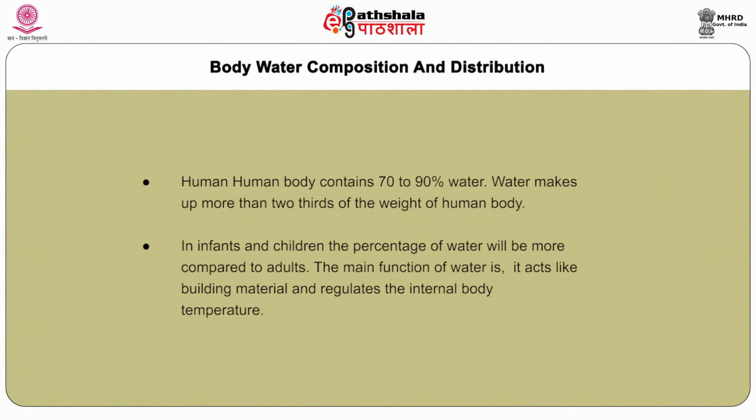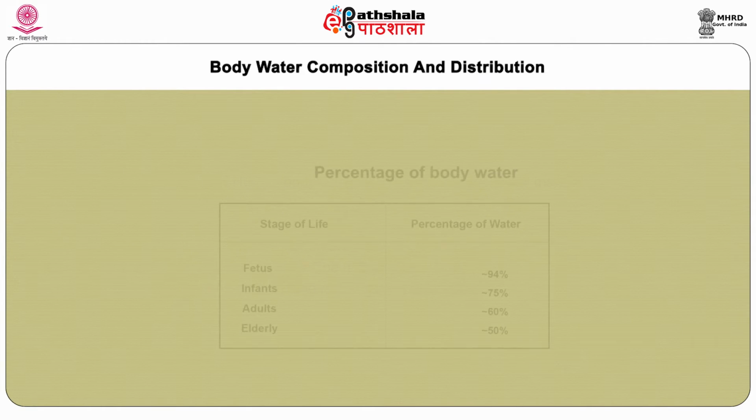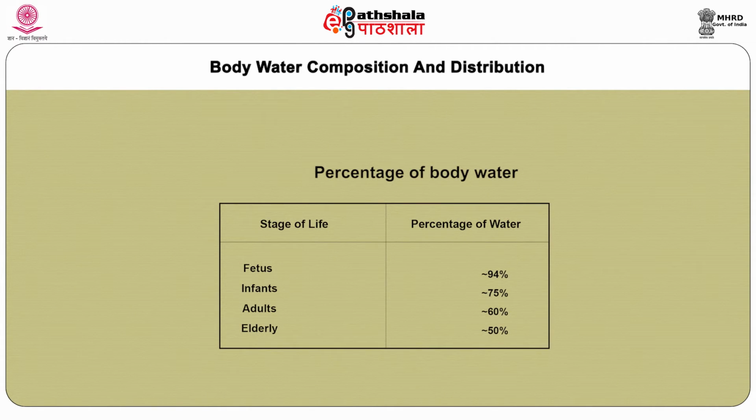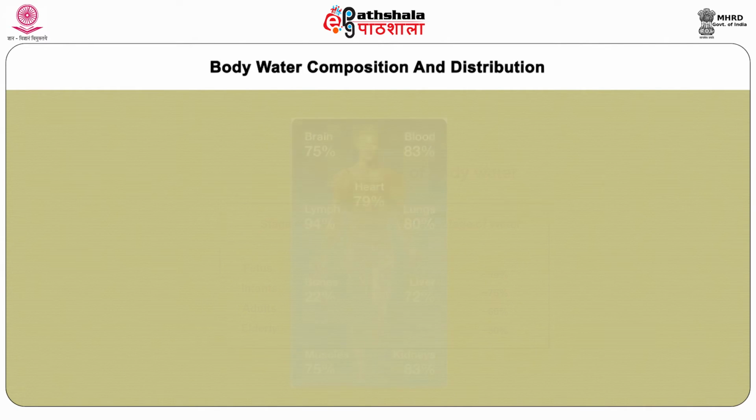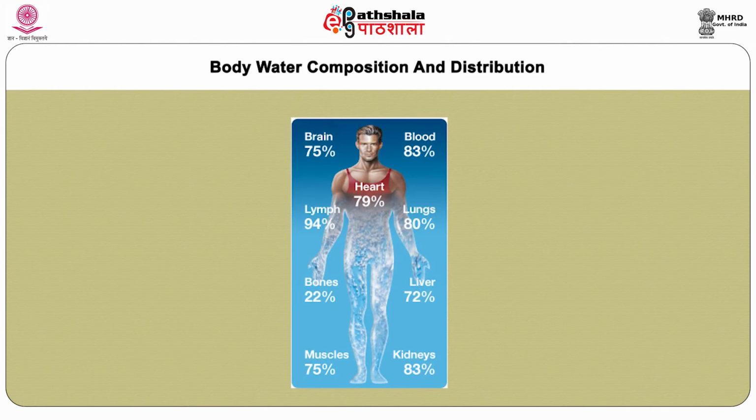The main function of water is that it acts like a building material and regulates the internal body temperature. Without water, a human cannot live for more than 3 to 5 days. This shows the importance of water. The body water percentage during the different periods of life is shown here. Water is found throughout the body, even in body cells, tissues and organs. The distribution of water in human organs is shown here.